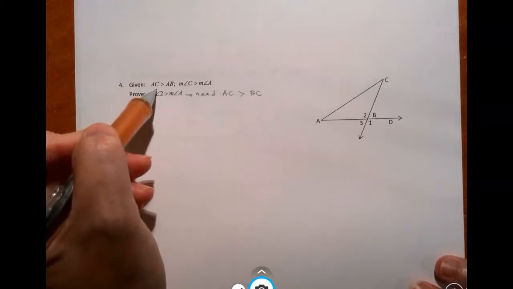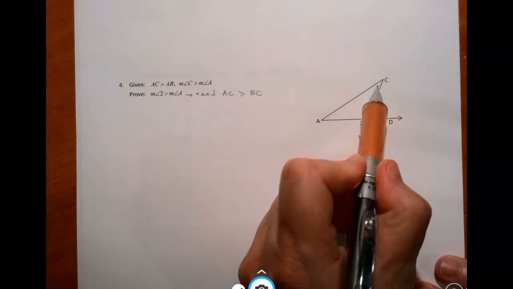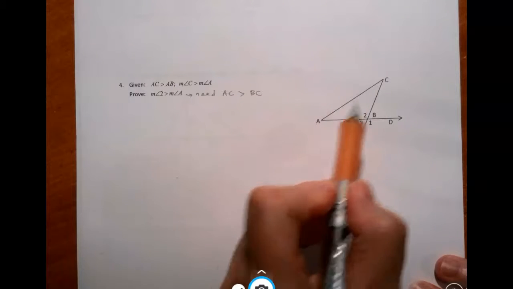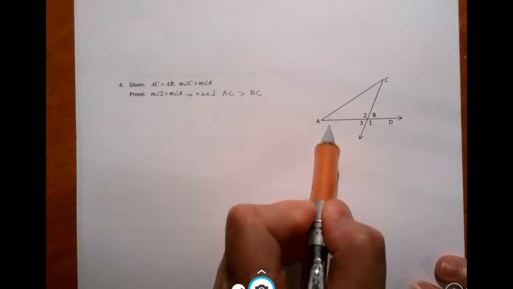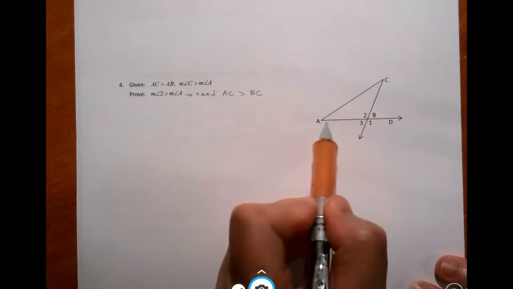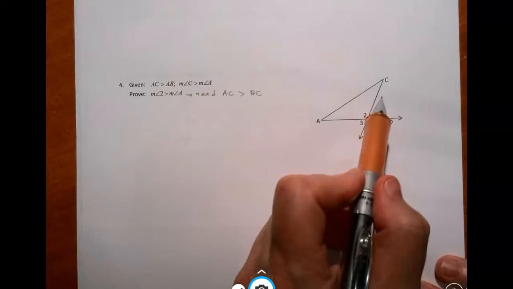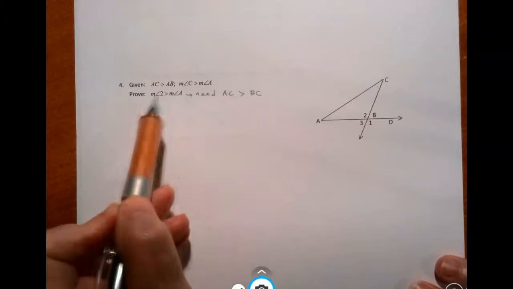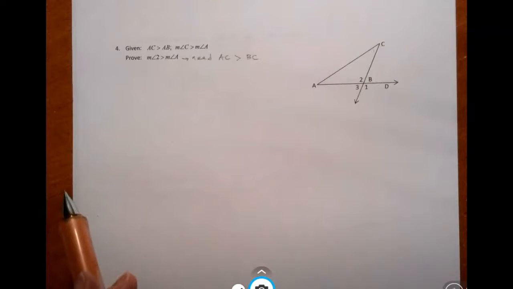So, you're given that AC is greater than AB, and we're also given that angle C is greater than angle A. If the measure of angle C is greater than the measure of angle A, that must mean that the length of AB has to be greater than the length of BC. And now we can use a transitive property in there and get to this statement, which will allow us to get to this statement. So again, I'm going to write that up, and I will be right back.